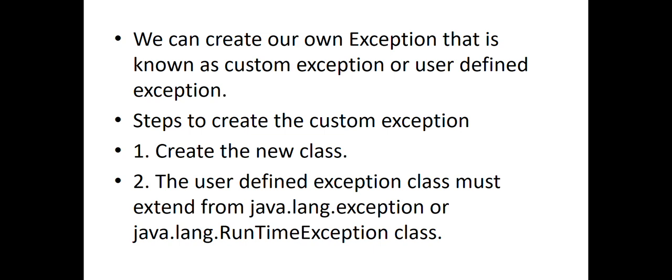So we need to follow some steps for creating a user defined exception. What are those steps? First, we need to create a new class, also called a child class or derived class. Then second step, the user defined exception class must extend either the java.lang.Exception class or the java.lang.RuntimeException class. So our class is a derived class, and we can consider the base class as either Exception or RuntimeException. Those are the first two steps.